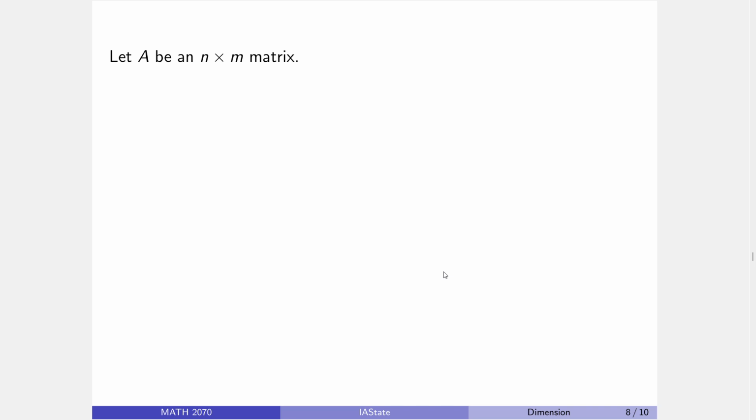All right, so let's point out that was not an accident. That always happens. But why? So take an m by m matrix A.